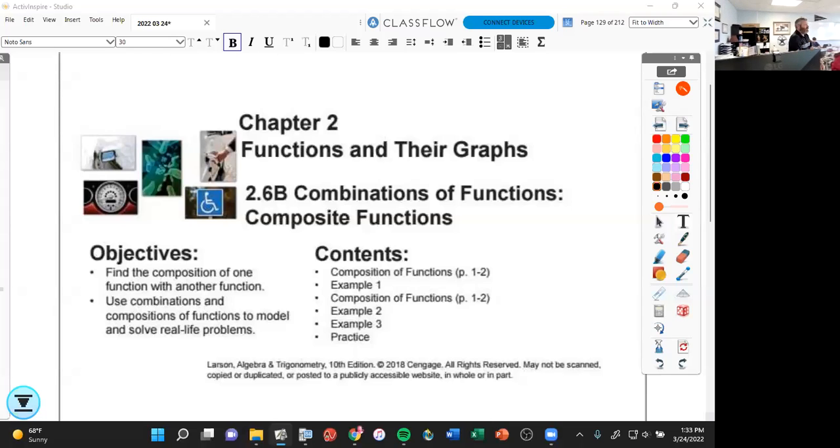2.6b, combinations of functions, composite functions. We did composite functions earlier. This is the second time we've looked at 2.6. We talked about plugging a number into a function, getting an answer, taking that answer and plugging it into another function. Now we're actually going to be plugging functions into functions.